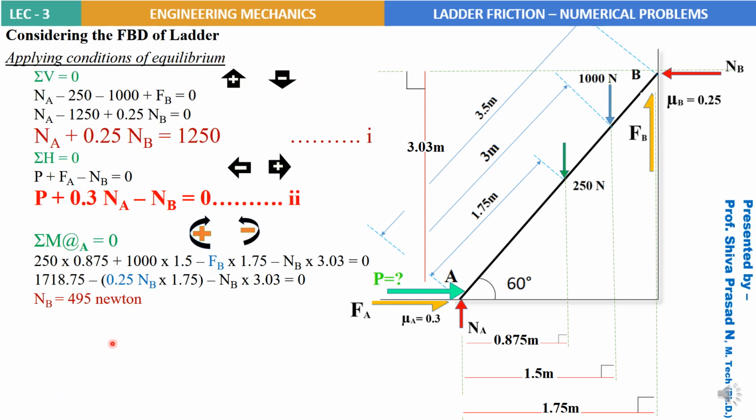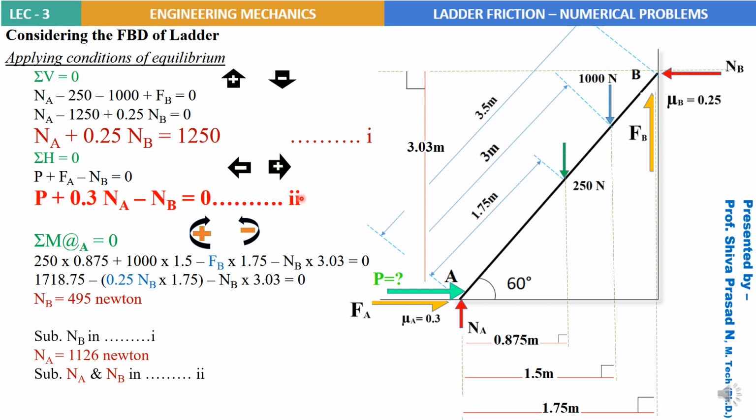So this NB value, let's substitute in the previous equation, that is equation number 1. If we substitute NB in equation number 1, we get the value of NA to be equal to 1126 Newtons. Again substituting the values of both NA and NB in equation number 2.